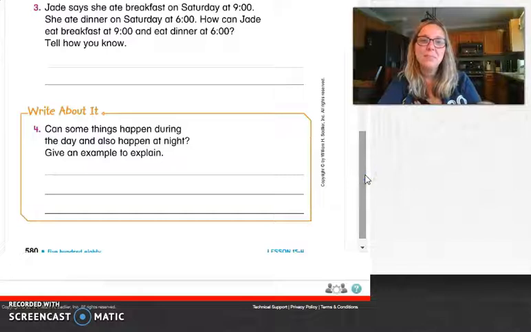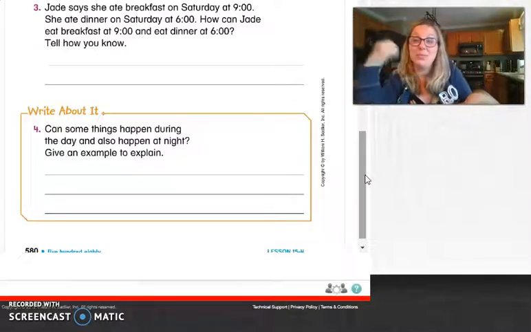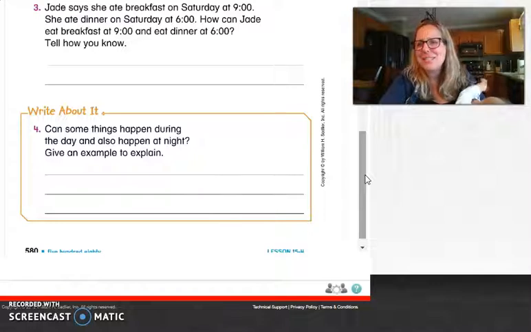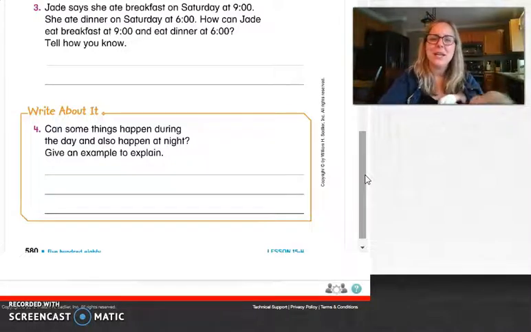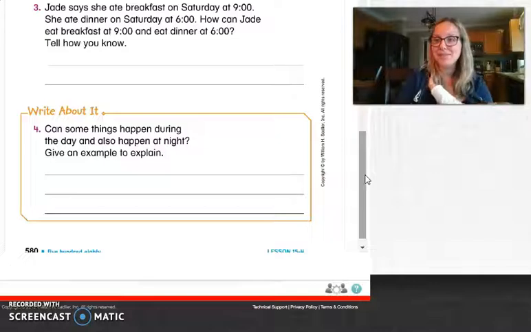And then the number 4 says, can some things happen during the day and also happen at night? Well, a perfect example would be sleeping because Grayson's sleeping and it's daytime, but we can also sleep at night. And there are other things that we can do like watching TV or playing games. All of those things can happen at day or at night.